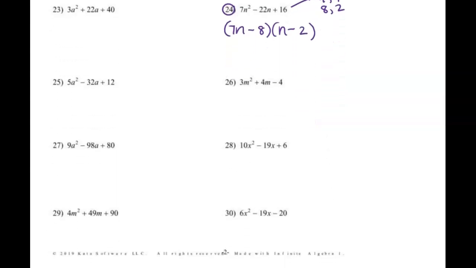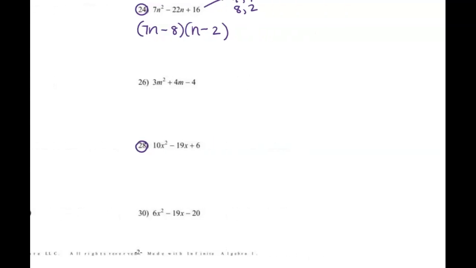If you prefer, you can do Xbox. So I'll show you one of those. So let's do Xbox for number 28. So for Xbox, first you make your X, then you make your box, right? So here A is 10, B is negative 19, and C is 6. And up here we put AC x squared, and down here we put Bx. So 10 times 6 is 60, so we put 60x squared up here. B is negative 19. So we're looking for what multiplies to be 60 and adds to be negative 19. And so that's going to be negative 15x and negative 4x.